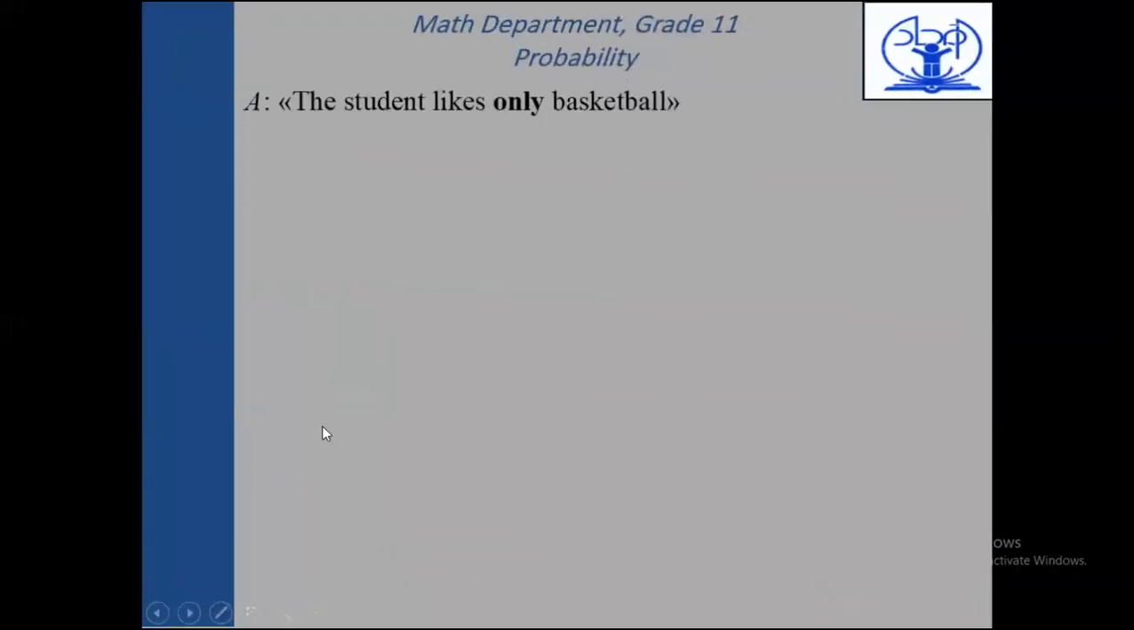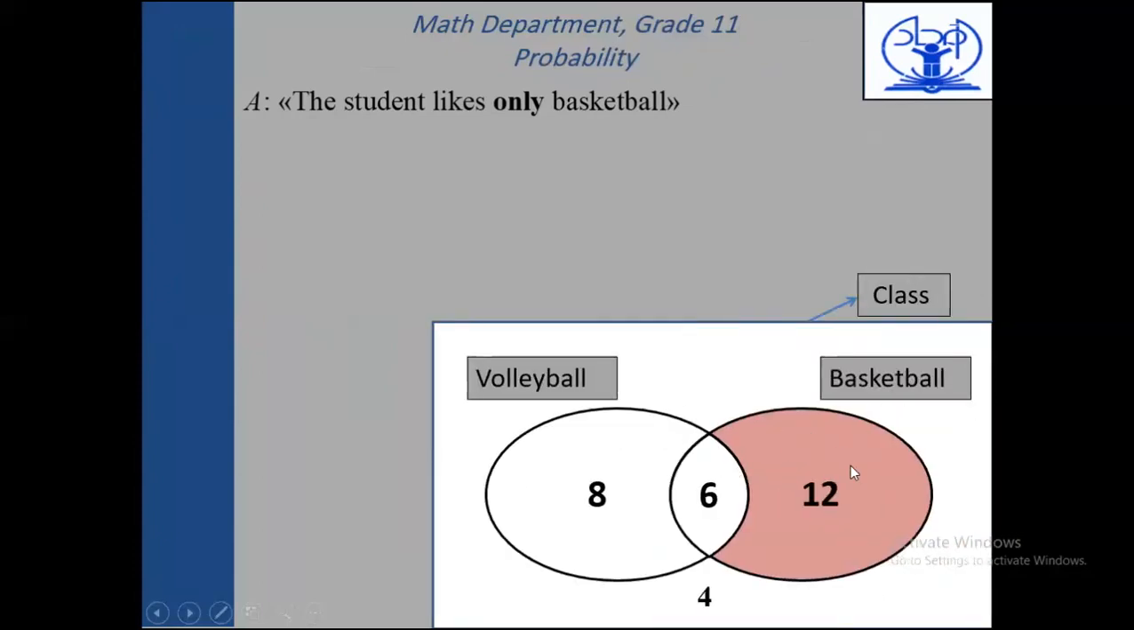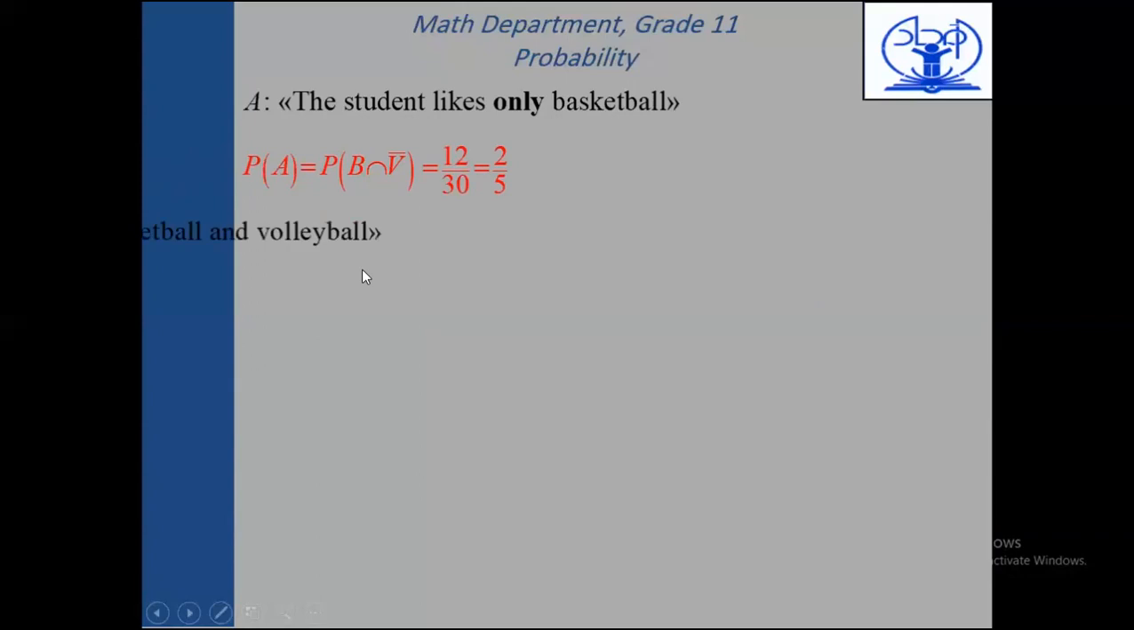Now, what's the probability that the student likes only basketball? So this is the part where students like only basketball. Actually, it means in symbols, the probability that the student likes basketball and not volleyball, which is 12 over 30, which is 2 over 5.